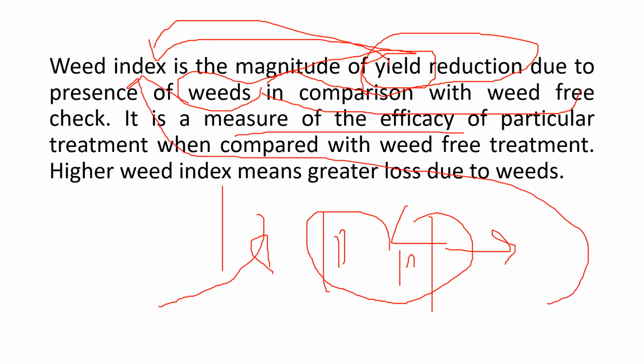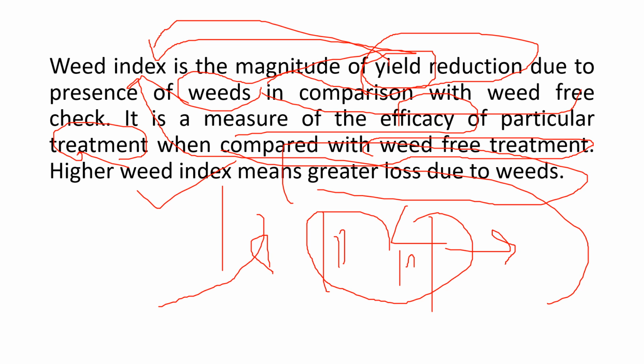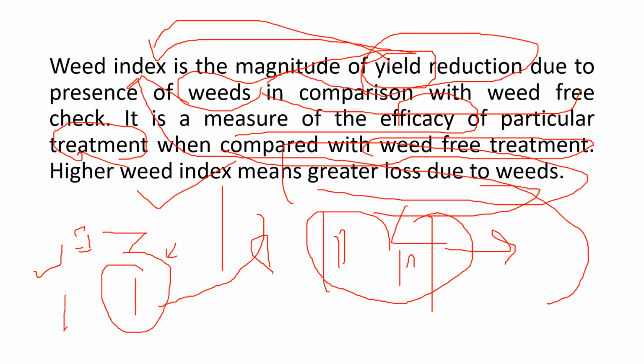It is a measure of efficacy of a particular treatment, that is herbicidal treatment or any organic treatment, when compared to the weed free treatment. So higher weed index means greater loss due to the weeds. Always remember, if weed index is higher, that indicates greater loss. Means if you are comparing two treatments, the treatment which has the lower weed index is considered to be the best. So let us look at an example.